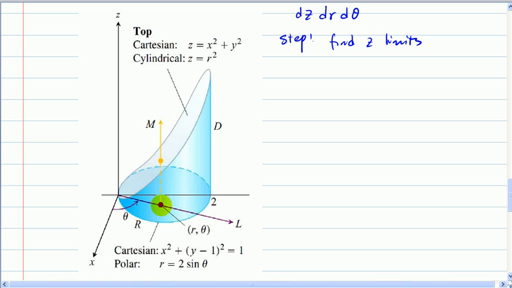Your first contact with the solid region D gives you z min, and the second contact with the solid region D gives z max. Apparently z min is 0, and z max is the top surface. The top surface is z equal to x squared plus y squared, but we don't want x and y, we want everything in terms of r. So you replace x and y with r cosine theta and r sine theta. That's where the r squared comes from. So the top surface in cylindrical coordinates is z equal to r squared.